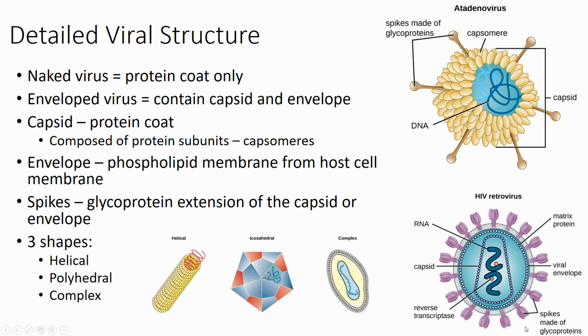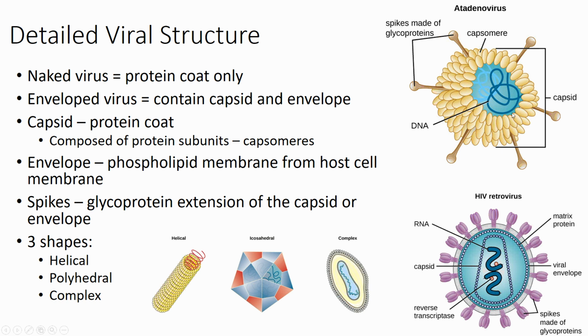The picture in the bottom right hand shows what we would see if we had a virus that was not naked, it's enveloped. So in this particular example, we have RNA in the center, surrounded by the protein capsid, and then that all is surrounded by the phospholipid membrane making up the envelope.